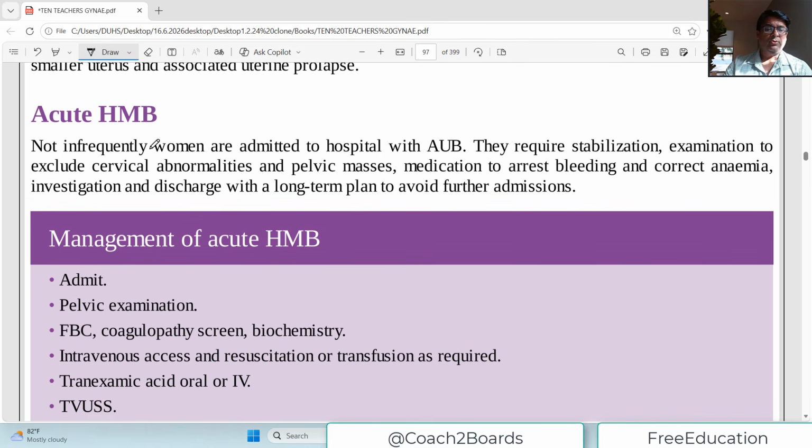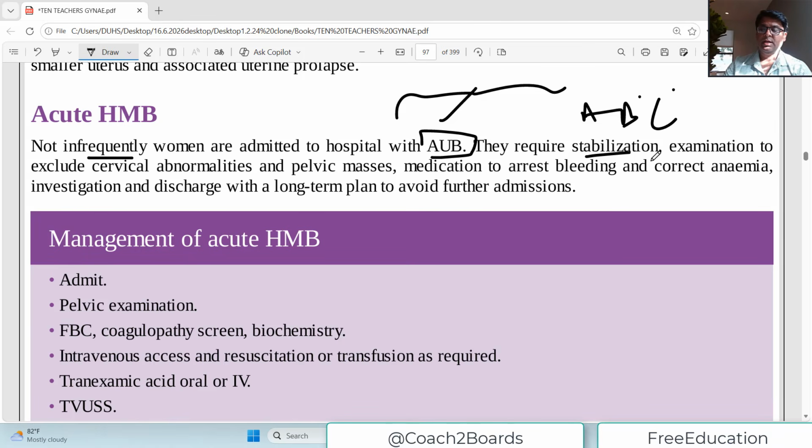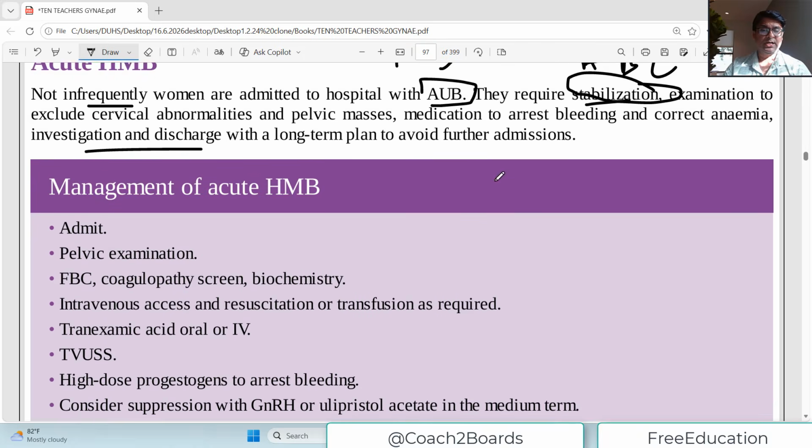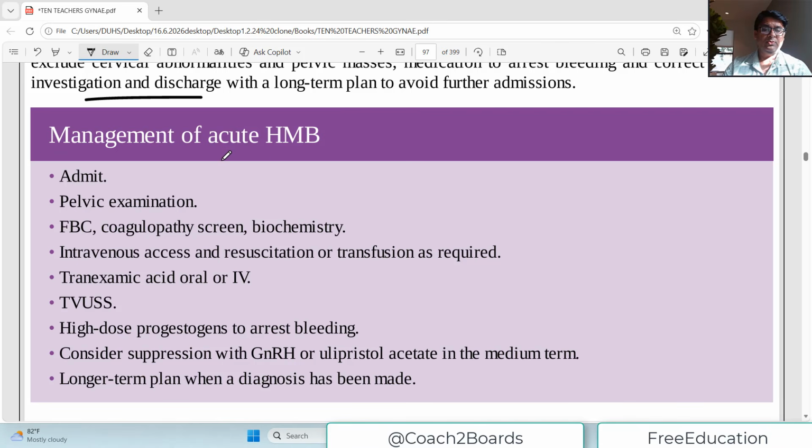Acute HMB, not infrequently, women are admitted to the hospital with acute abnormal uterine bleed. They require stabilization. Obviously, acute blood loss is happening, so you have to cover their ABCs, airway, breathing and circulation. Because they have lost a lot of blood, maybe you need to give certain fluids to restore the volume status. And then you investigate why the bleeding is happening through all the techniques that we have discussed, and then you manage. Management of acute HMB, admit the patient, do the pelvic examination, do the blood screens, IV access so that you can administer fluid.